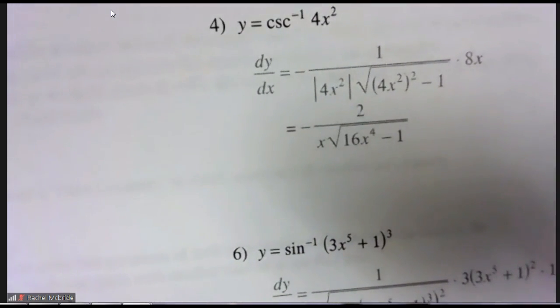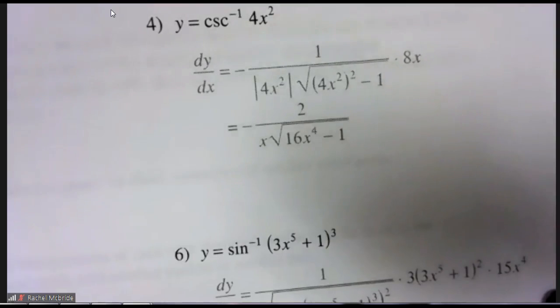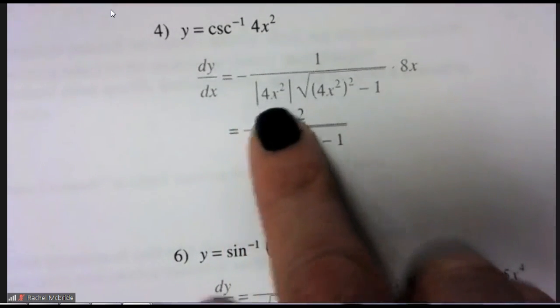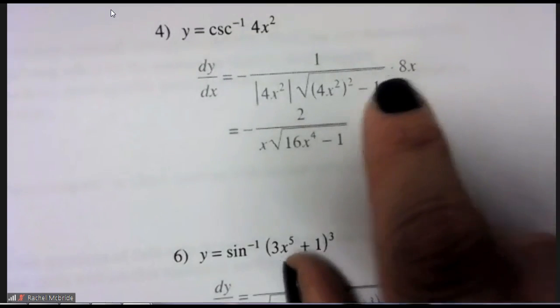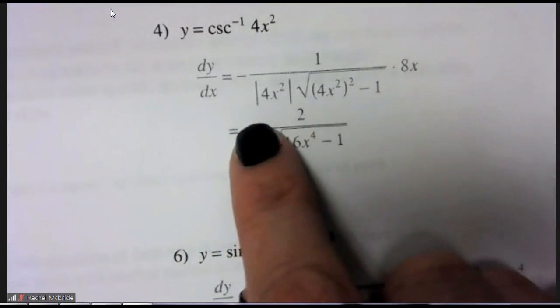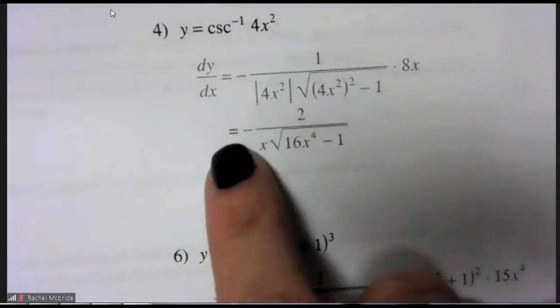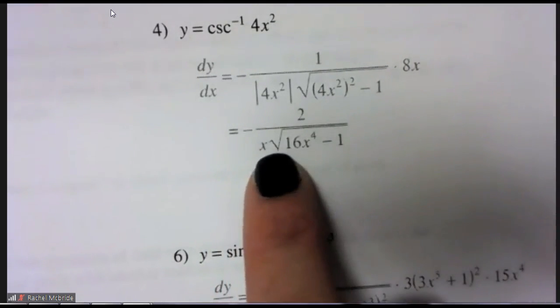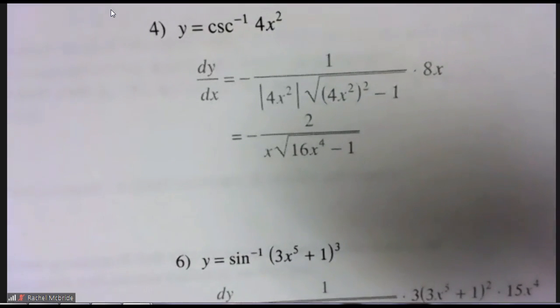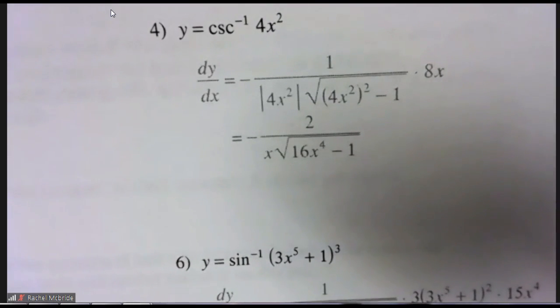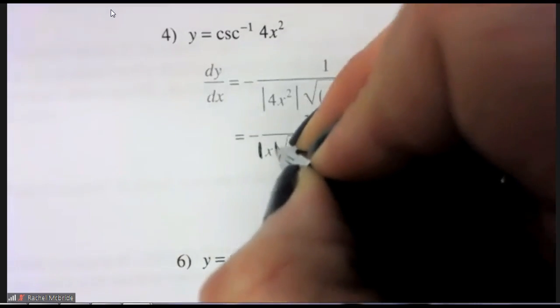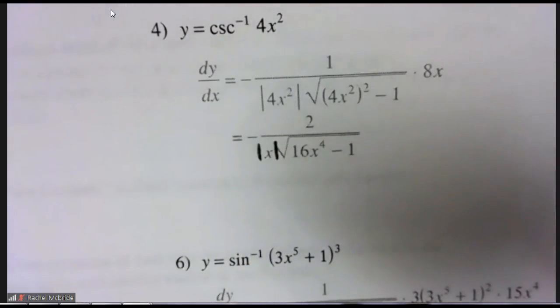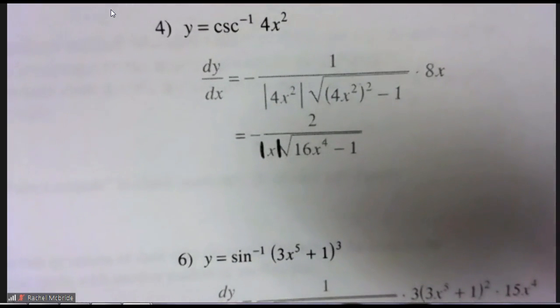Number 4, this one's a little tricky, so you have your absolute value and your 8x. You can simplify among those, and you get negative 2. Now, I'm a little safer than Khan Academy. I personally would continue to put absolute values on my x. I would personally not drop my absolute values on the x.